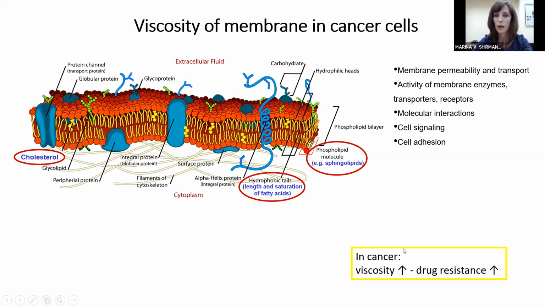increasing viscosity of plasma membrane is often associated with resistance to drug. And this fact has a very simple explanation, because when the viscosity of plasma membrane is high, the diffusion of the drug into the cells is prevented.